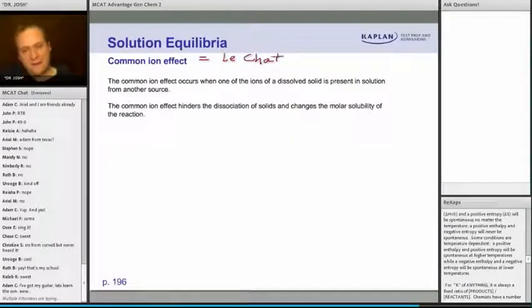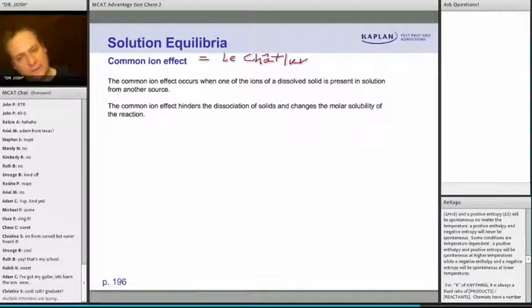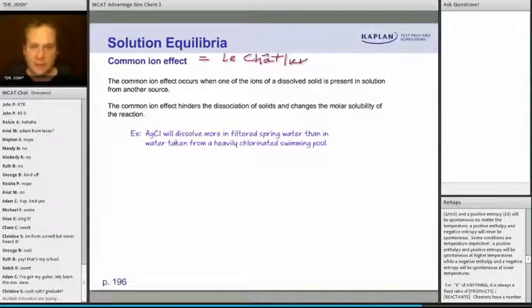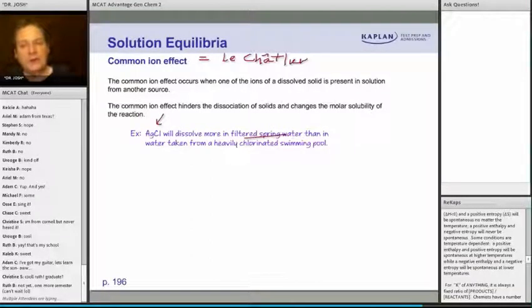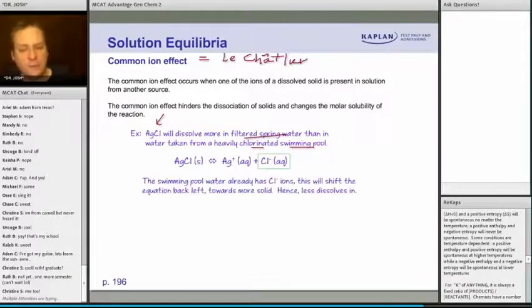Now, common ion effect. Common ion effect is nothing more than a fancy term for Le Chatelier's principle. All it's saying is that during your reaction, you're going to make some ion. If there's already product there, you're going to make less ion. Remember, product wants to shift it back, especially if we're talking about equilibrium. So if you take sodium chloride, it'll dissolve more in filtered water than in a swimming pool. Why? Swimming pool has chlorine in it. So the swimming pool already has some chlorine in it, which shifts it back over to the left. So it's going to have more solid, therefore less dissolves in.